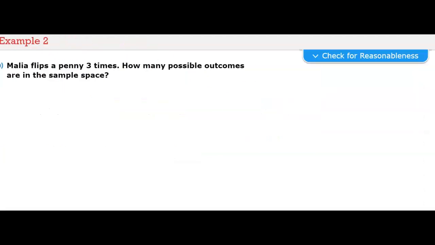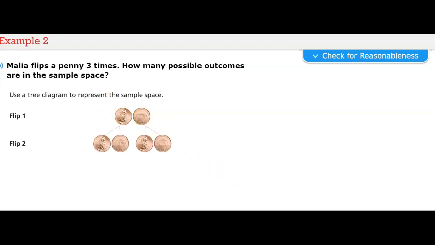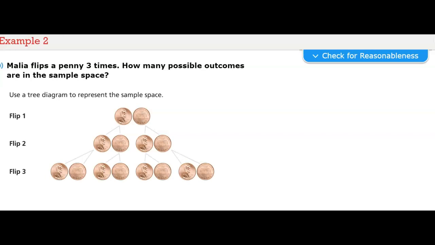That's it. Maria flips a penny 3 times. How many possible outcomes are in the sample space? Use the tree diagram to represent the sample space. So flip 1, heads and tails. Flip 2 could either be heads or tails. And then heads and tails. Then flip 3, you have the coins, and it could be all of these options you see here in that tree diagram.